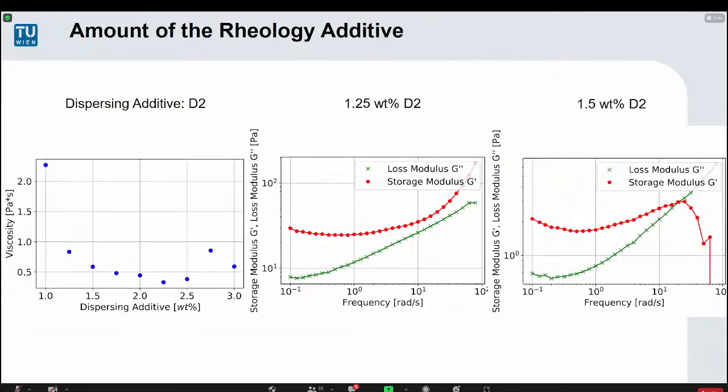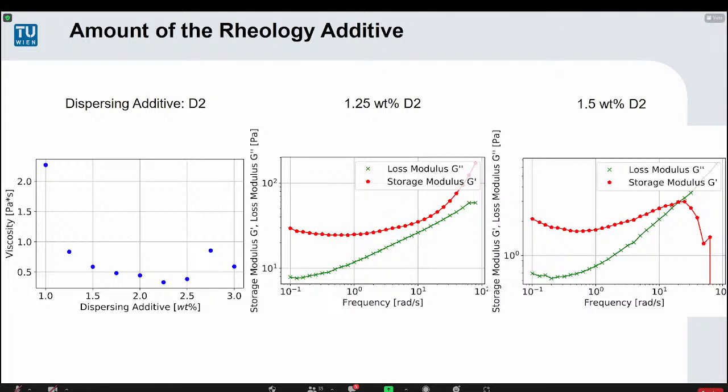In a pre-study, we investigated different dispersing additives, and we found that the dispersing additive D2 seemed to work most promising in our slurry. So we investigated it more closely. Here on the left-hand side, you can see the viscosity of our slurries, which were prepared with different amounts of dispersing additives. We see that when we increase the amount of dispersing additive, the viscosity of our slurry decreases.